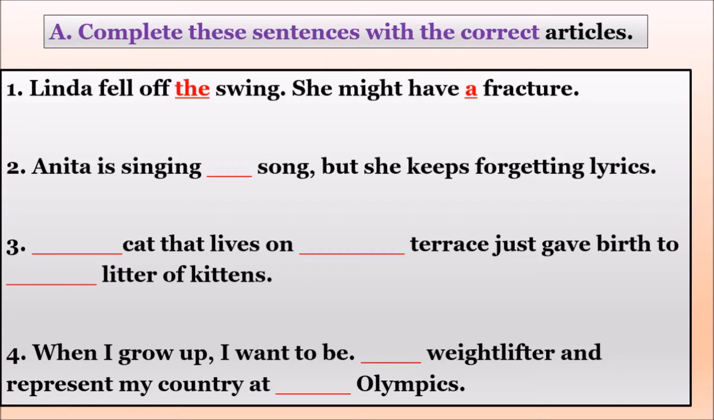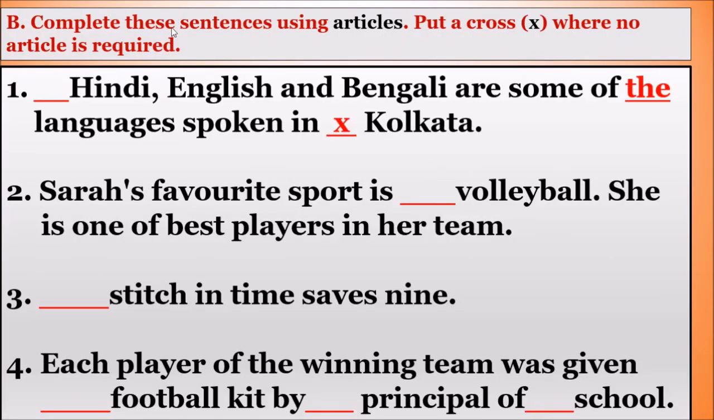Okay, guys? Now let us come to the second Roman. Complete these sentences using articles. Put a cross where no article is required. We have discussed articles a, an and the, and apart from that, for some nouns no article will be used. As we said, for proper nouns like the name of a person and place, we will not use any article in front, except for some countries like the United States and the UK.